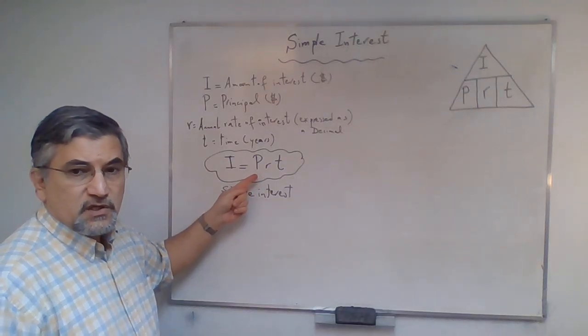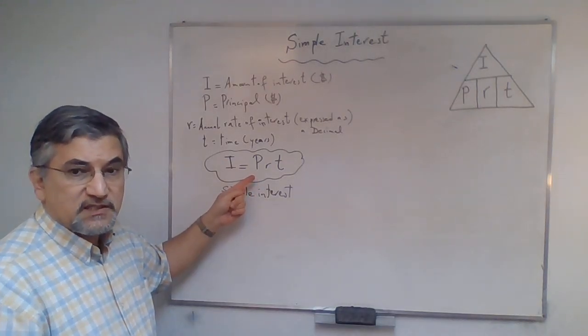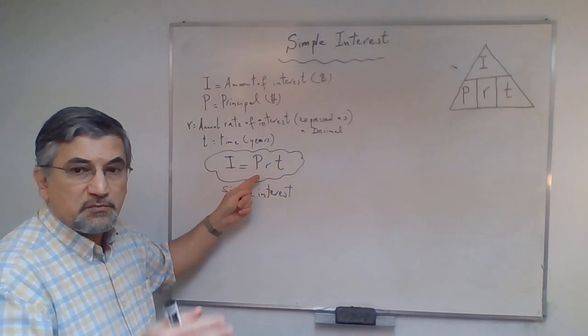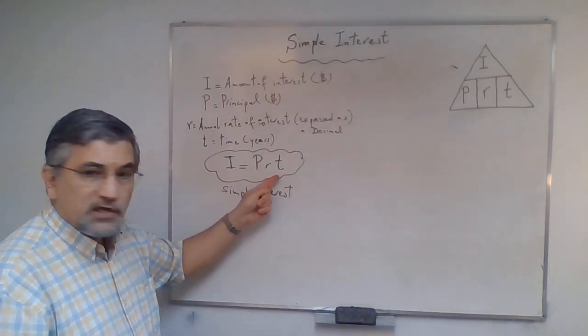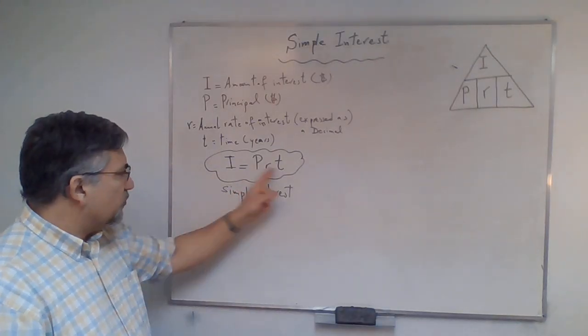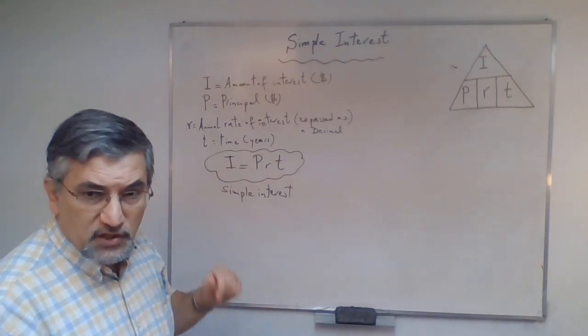You have to punch in your calculator as a decimal. So 3% would be 0.03 and so on and so forth. And time is always in years. When you multiply them, you get the amount of interest.